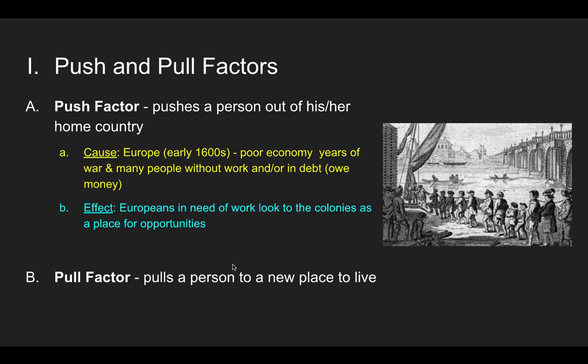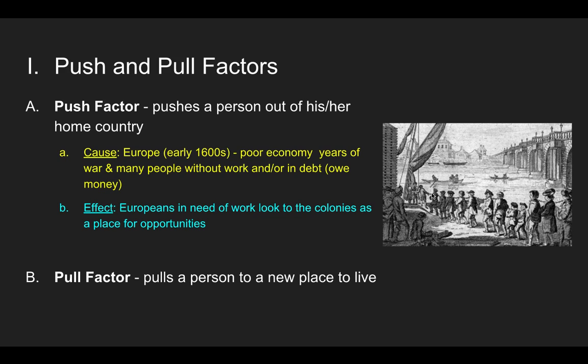Pull factor. This pulls a person to a new place to live. So these people here are being pulled to the colonies, which, Massachusetts, Virginia, just to name a few, Pennsylvania, New York, Georgia, North Carolina, South Carolina, those are all the colonies at this time. But in the early 1600s, it was really just Virginia and Jamestown. And these people are being pulled to the colonies.